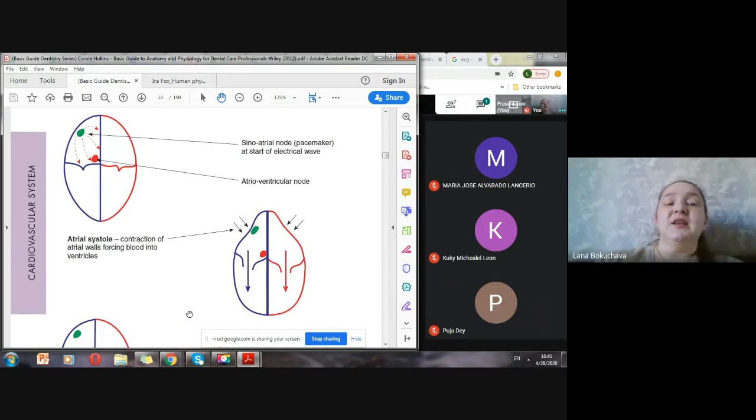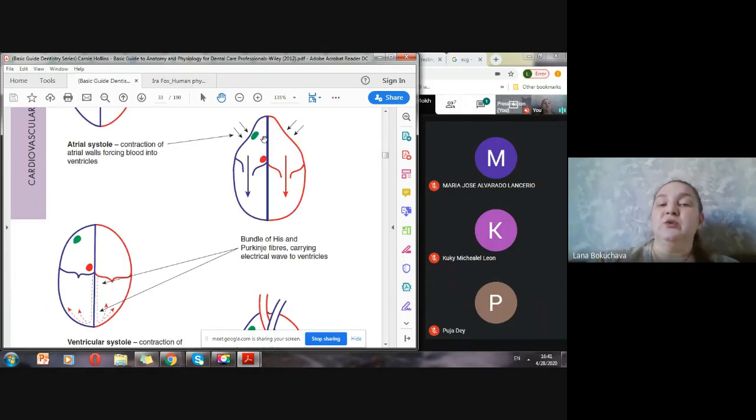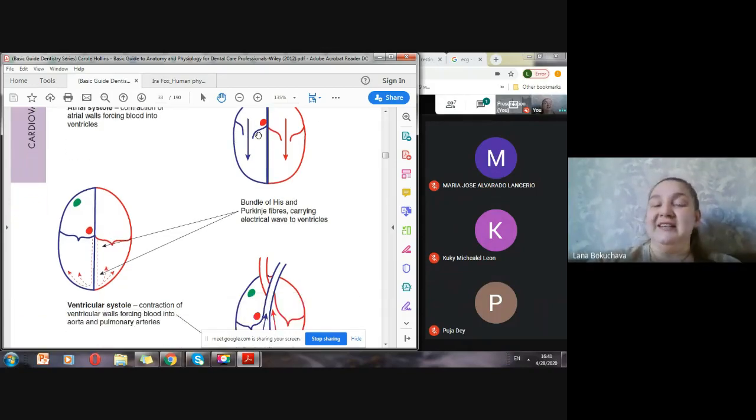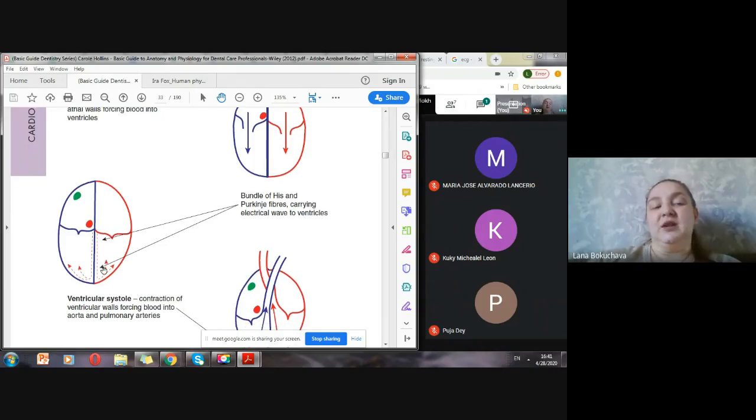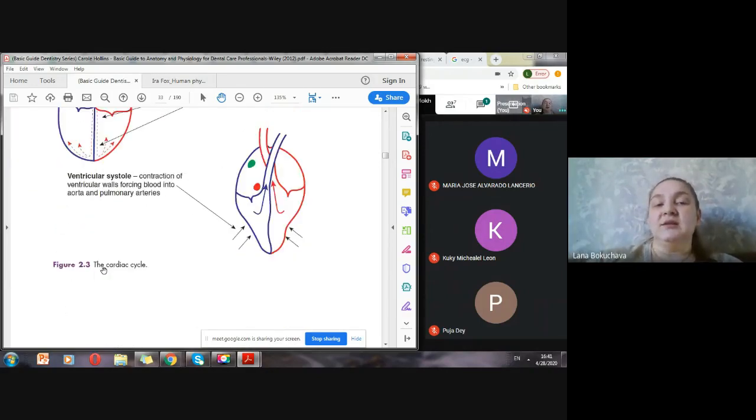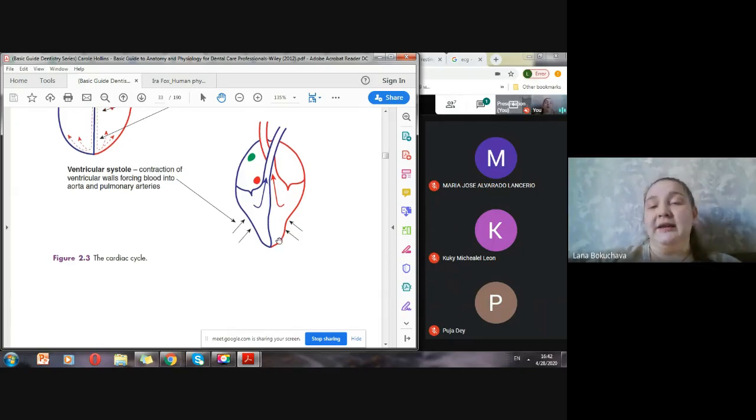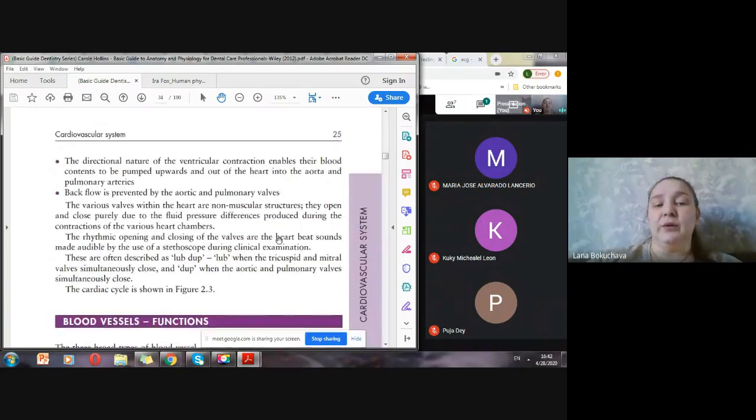Continuing, you can see here this nice picture showing again the pacemaker, which is the sinoatrial node, and the atrioventricular node. It shows the propagation of the whole electrical activity and the contraction. It also shows the delay, and then the propagation of this electrical activity towards the ventricular system, and as a result the contraction of the ventricles. That's the whole idea of the cardiac cycle, and that's how it looks.